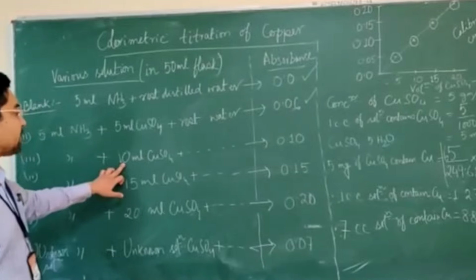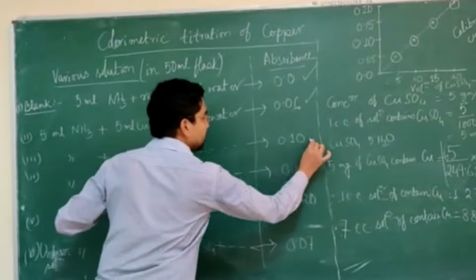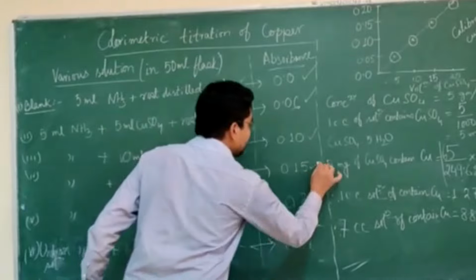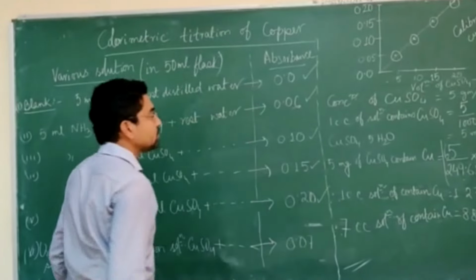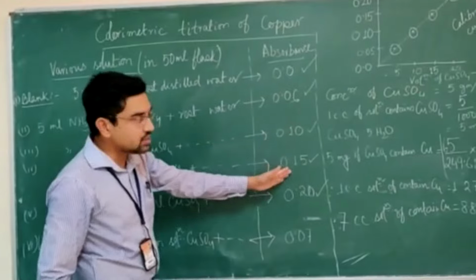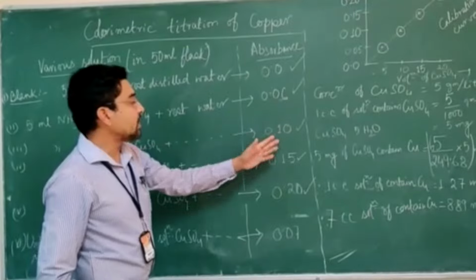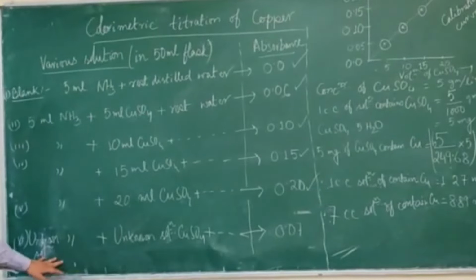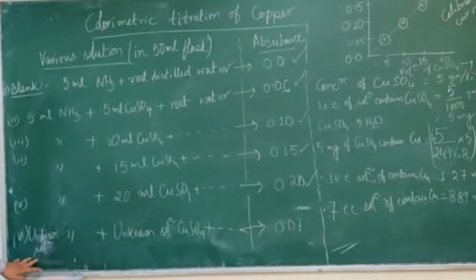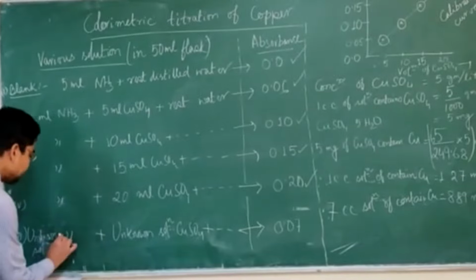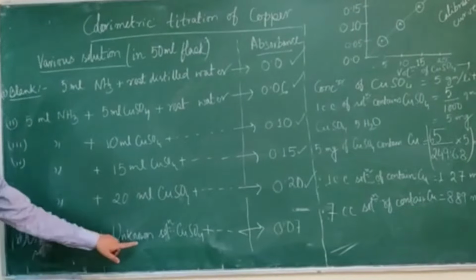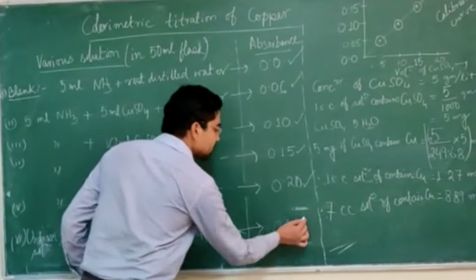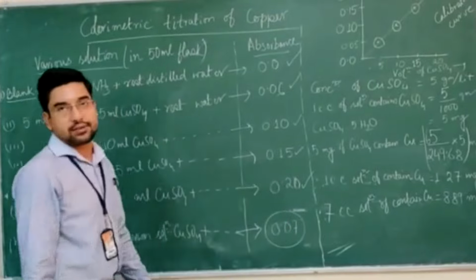For the next solution we have added 10 ml copper sulfate. The absorbance is this much. Like this 15 ml, 20 ml, we measure the absorbance values to be 0.15, 0.20. If you see, as the concentration of copper is increasing, the absorbance values are also increasing. Lastly, we measure the unknown solution's absorbance. The solution is prepared by adding 5 ml ammonia plus unknown solution of copper sulfate plus the rest water. The measured absorbance value is 0.07.